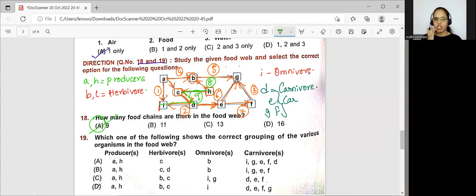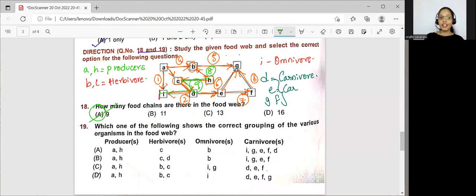So it requires a lot of attention. High order thinking questions require a little time, so make sure you're paying attention to it. Which one of the following shows the correct grouping of the various organisms in the food web? Producers, herbivores, omnivores, carnivores. We already did this. A and H are producers. Herbivores, B and C are herbivores, so two things matched. Omnivores, I is an omnivore, and D, E, F, G are the carnivores. So the correct answer is option D.